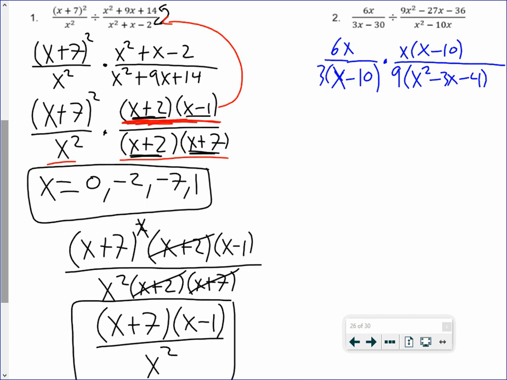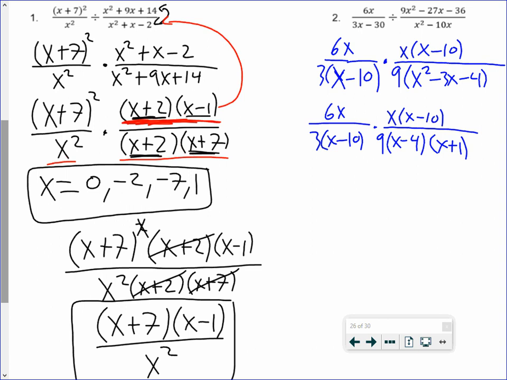Okay? And then from here, what we want to do is factor out each expression as much as we can. So 6x all over 3 times x minus 10, that's factored out. We can just leave it as it is. And for the second expression, the x times x minus 10 is as factored as it'll get. And then the 9 times x squared minus 3x minus 4, that's going to factor out into 9 times x minus 4, x plus 1.